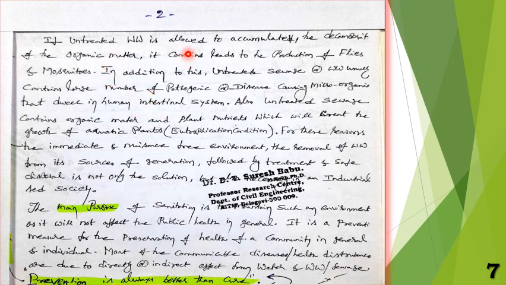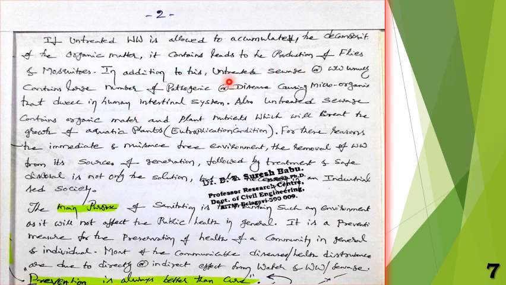If untreated wastewater is allowed as it is without treatment, what happens? That is called accumulation. It contains a huge amount of organic matter and leads to the production of flies and mosquitoes. Again, it's a big problem. If you are not treating the wastewater and allow it to accumulate in one place, automatically, due to the huge amount of organic matter present in the wastewater, it leads to a lot of problems.